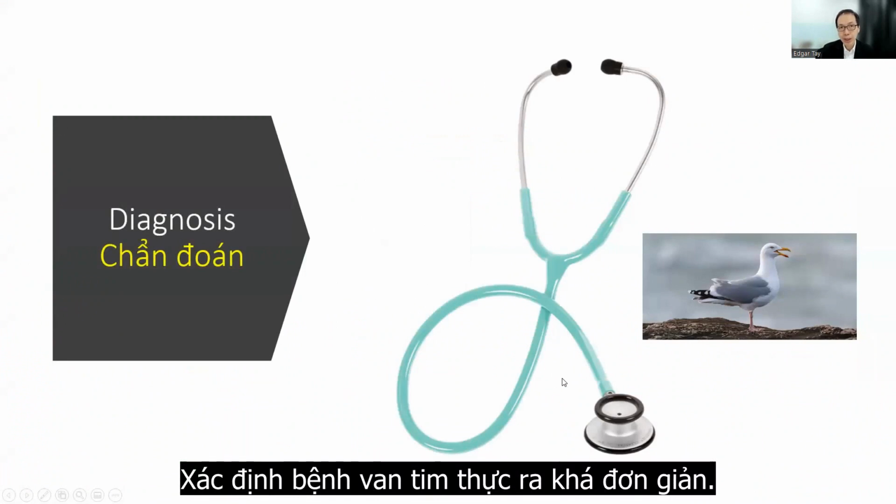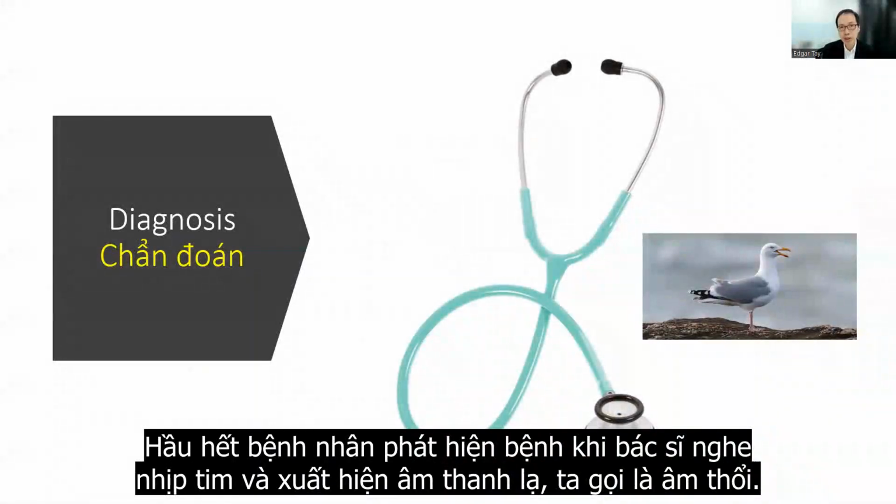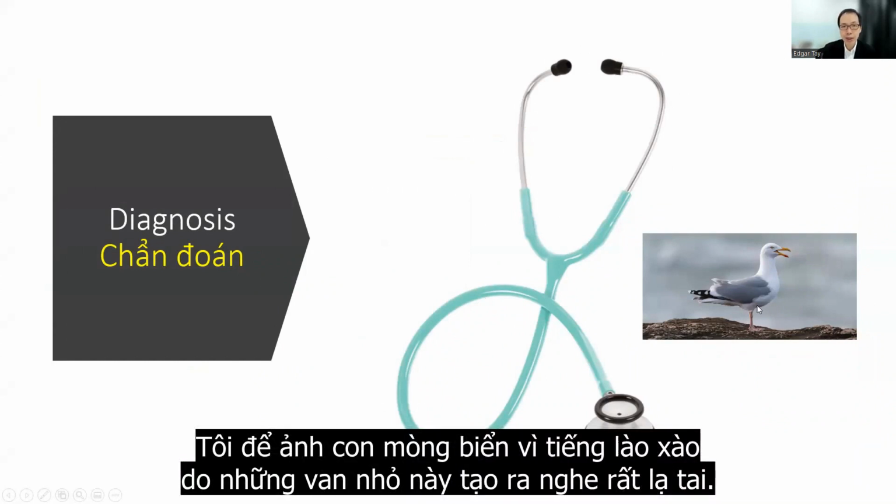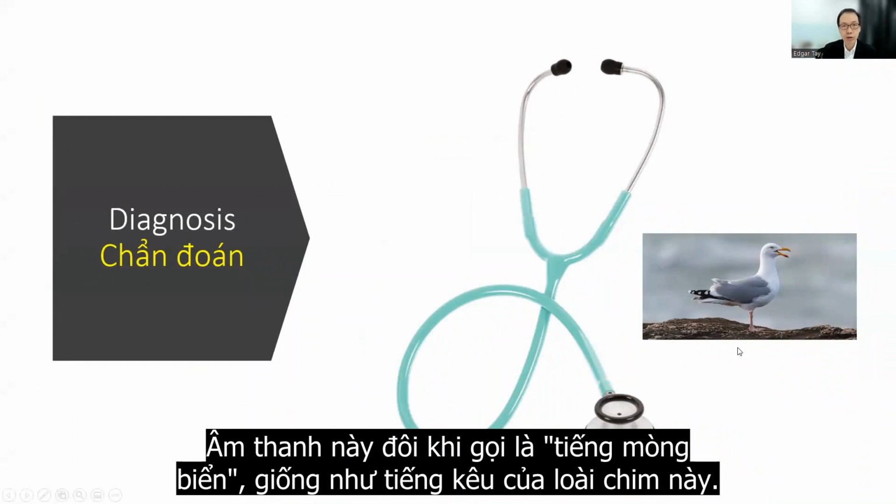So this question about how easy it is to pick up this kind of heart valve disease is actually quite simple. The first time most patients will ever hear of this condition is when the doctor listens to the patient's heart, and then they can identify a unique sound, what we call a murmur. If they hear this sound, they will have to suspect that the patient has heart valve disease. I put a picture of this seagull here because some of the murmurs or the sounds that we hear generated by these small valves are very interesting, and some even have called it a seagull sound, the sound that this bird makes.